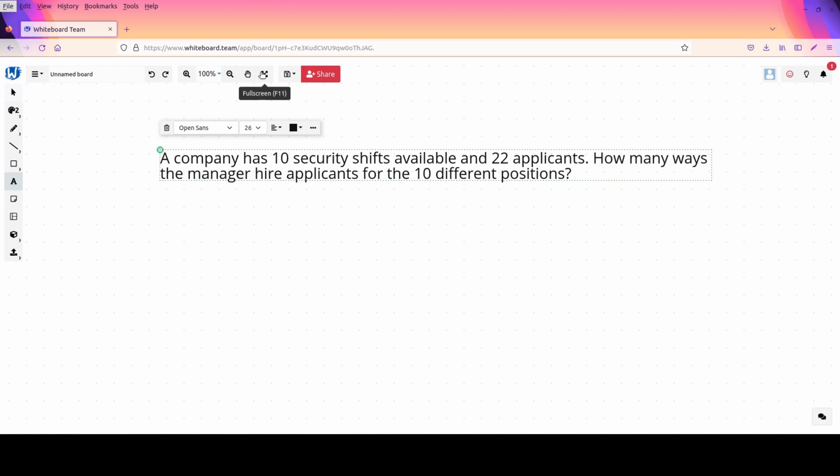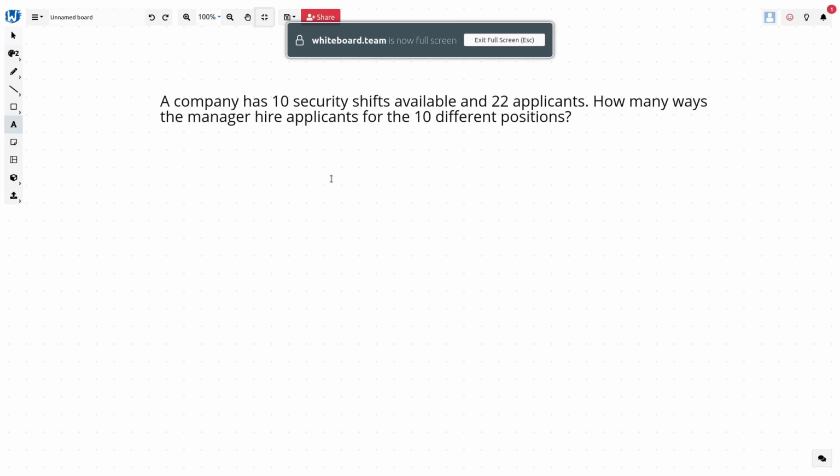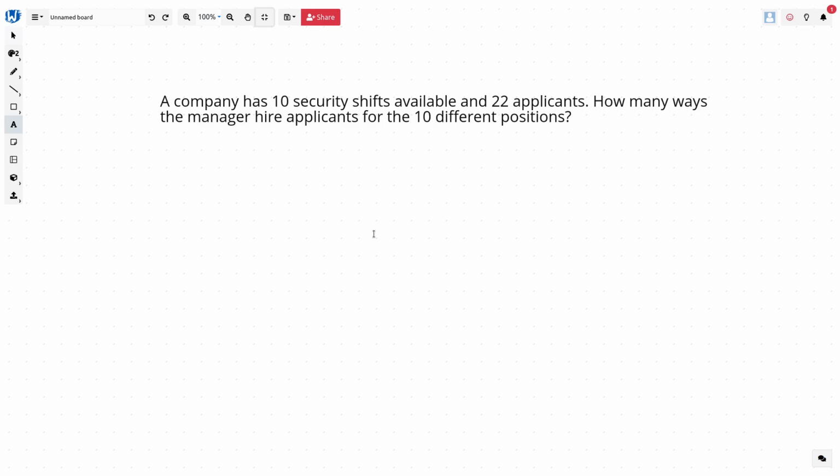In the previous two sessions, we have learned the arrangement and subsets. Let's now see how these are implemented in real-time problems. So we take the first example: a company has 10 security shifts available and there are 22 applicants. How many ways can the manager hire applicants for the 10 different positions? Please note the words here, 10 different positions. These are different, so this is an arrangement problem.